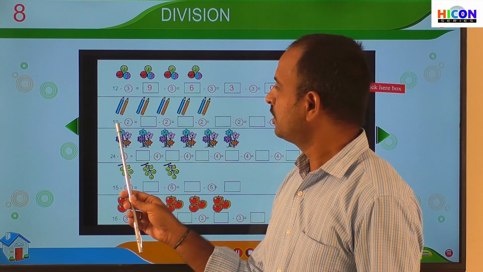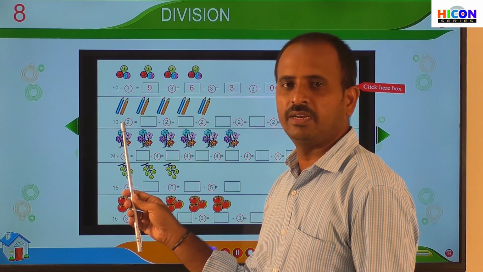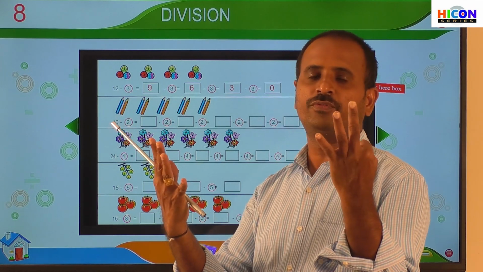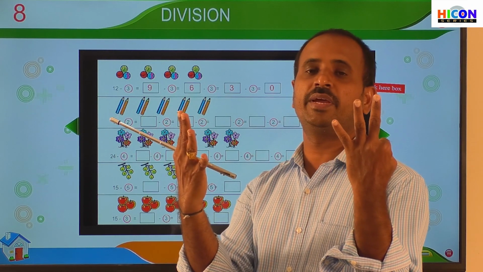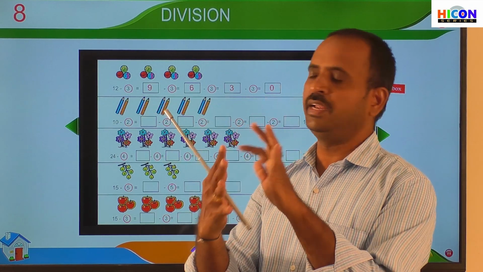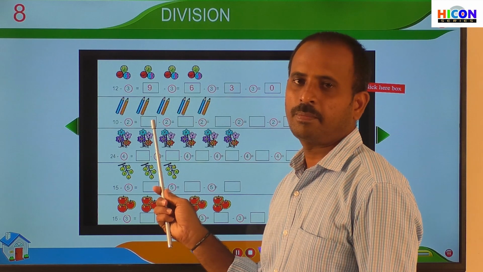Look at the first one. If you subtract 2 from 10, how much will you get? Open 10 fingers and close 2 fingers. How many fingers are remaining? There are remaining 1, 2, 3, 4, 5, 6, 7, 8. So the answer is 8 here.